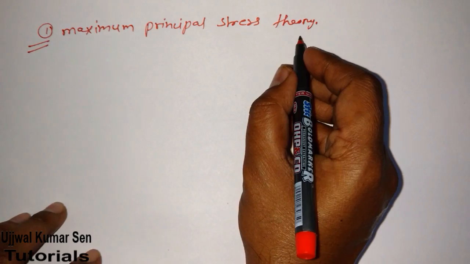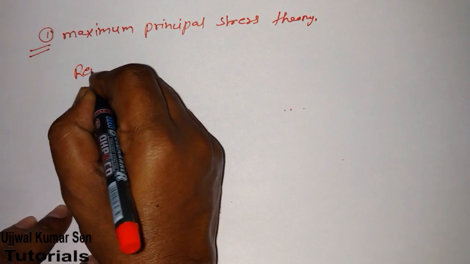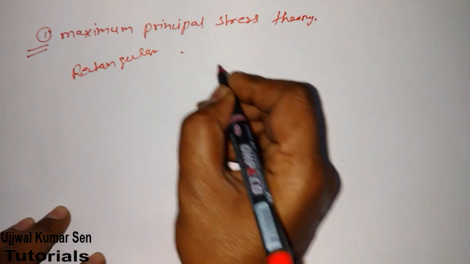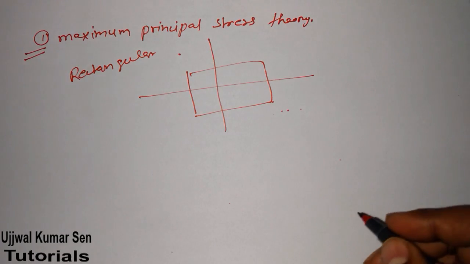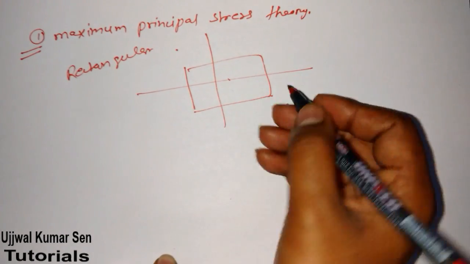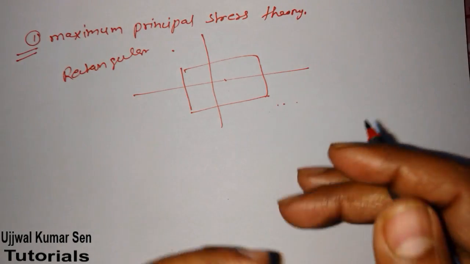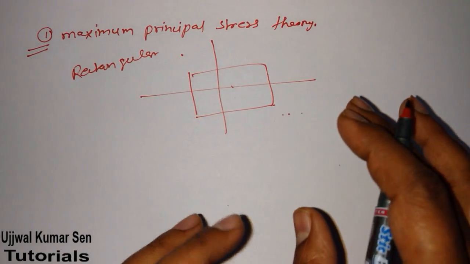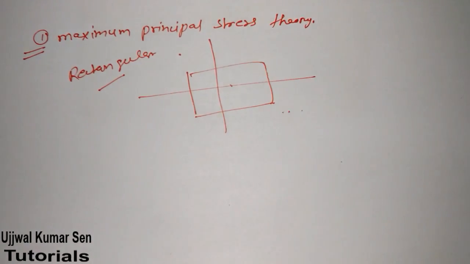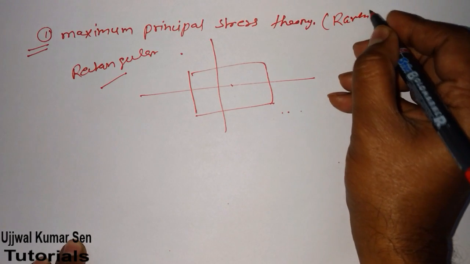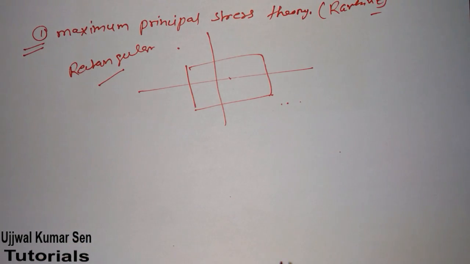So in maximum principal stress theory, what type of diagram do we follow? That is a rectangle. Why am I sharing this diagram with you? Because this type of diagram has already been asked in GATE. So the diagram we must have in principal stress theory or Rankine theory is a rectangle.